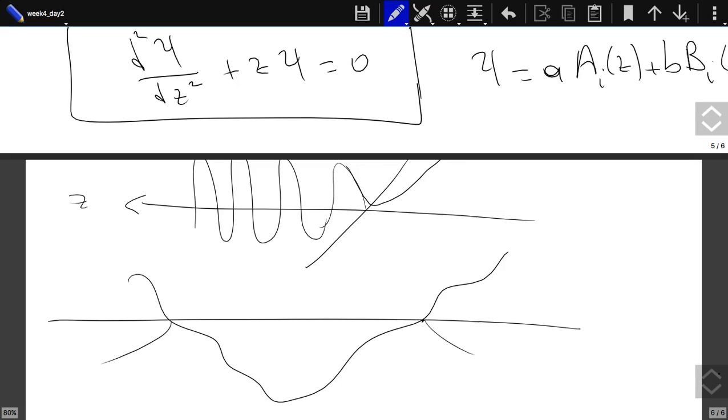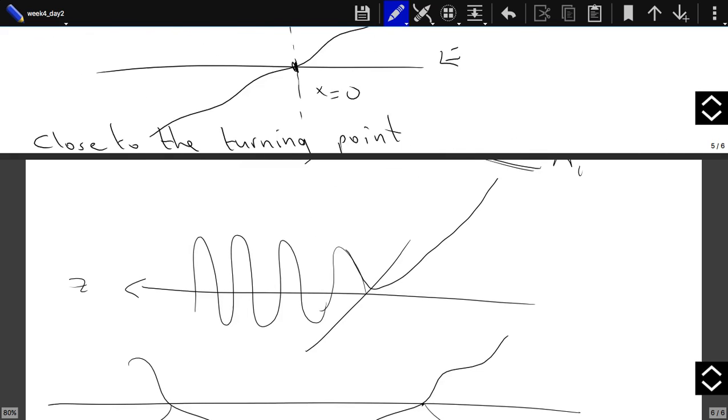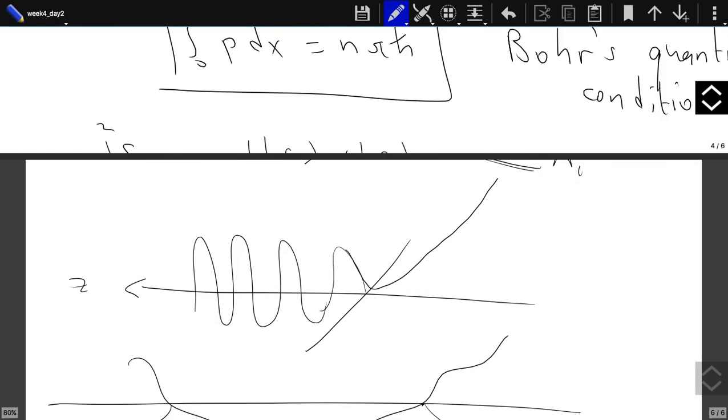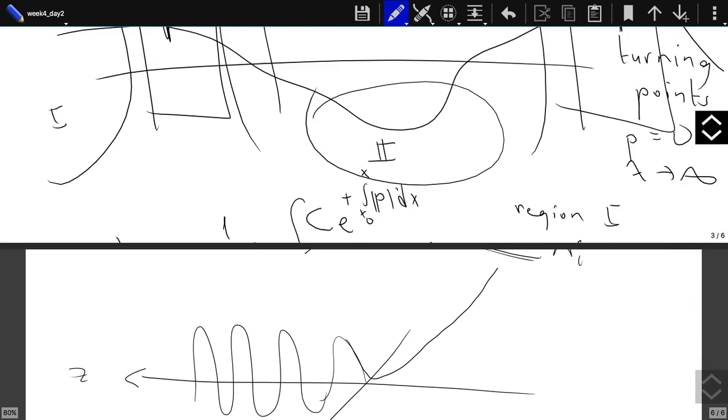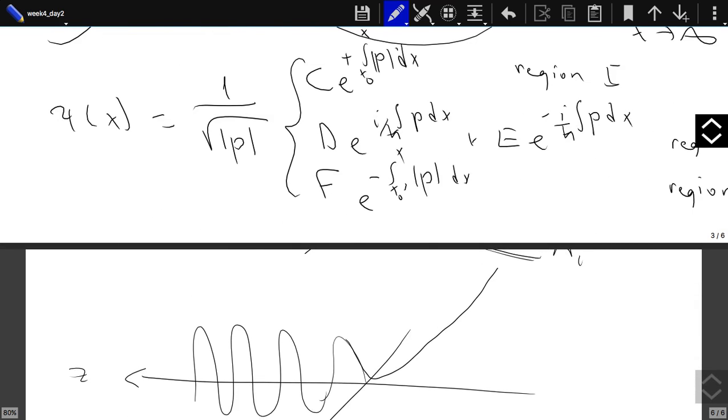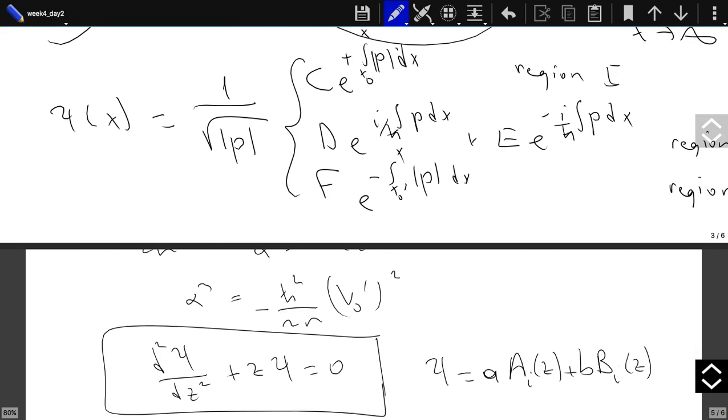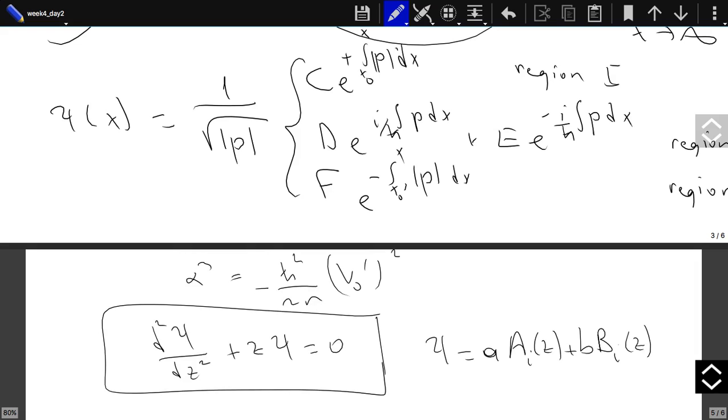Now we already know the approximate solution everywhere. This is our approximate solution everywhere, away from the turning points. And now we have our solution close to the turning points. And the only thing left is how do we match the two. So we should be able to match the two.